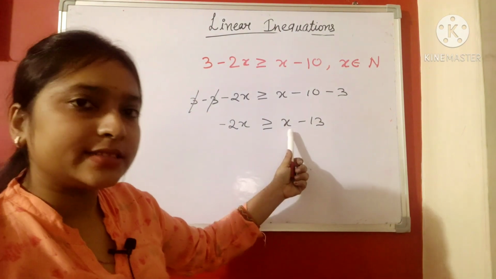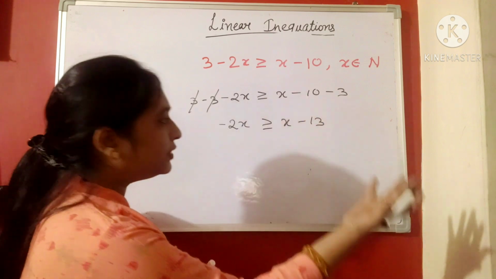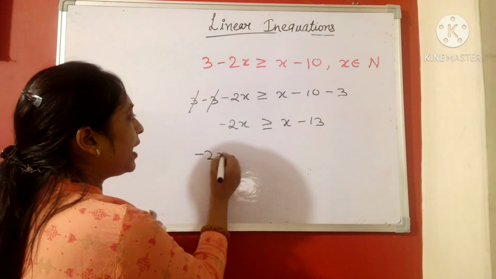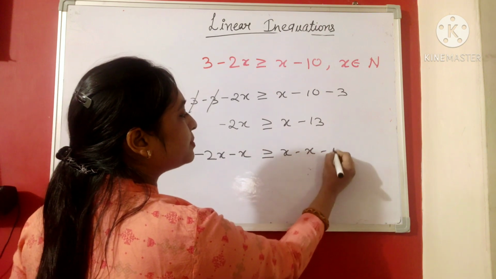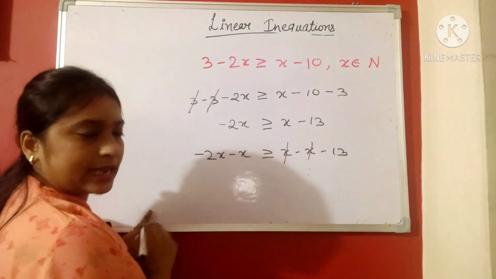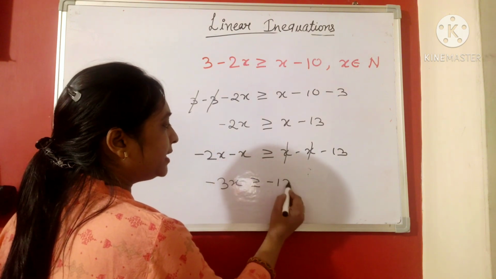Now on this side x is extra. We don't want x on both sides. So this is plus x, we will subtract x from both sides. So minus 2x minus x greater than or equal to x minus 13. Again this got cancelled. Minus 3x is greater than or equal to minus 13.